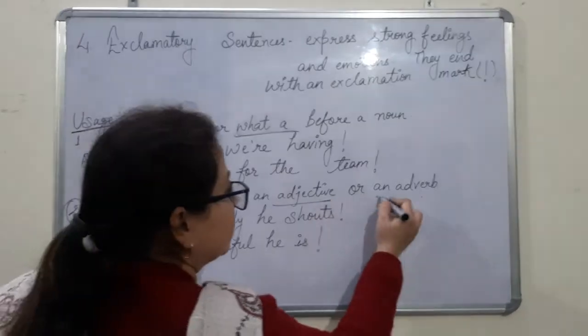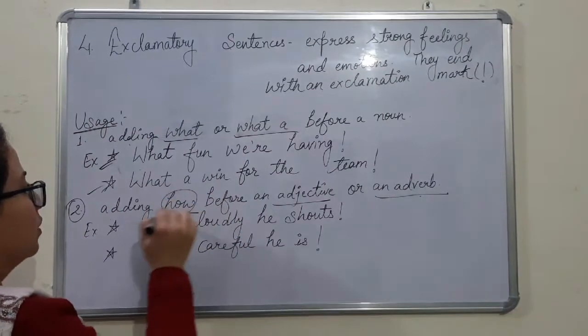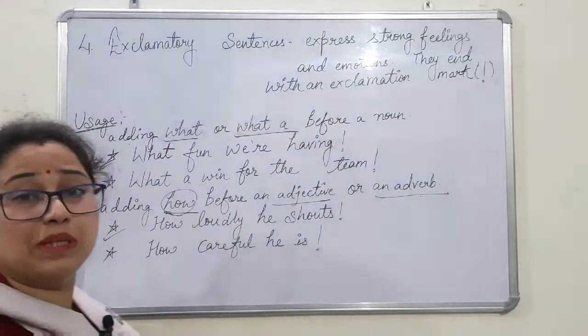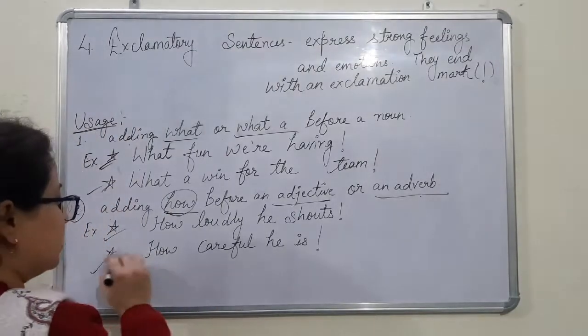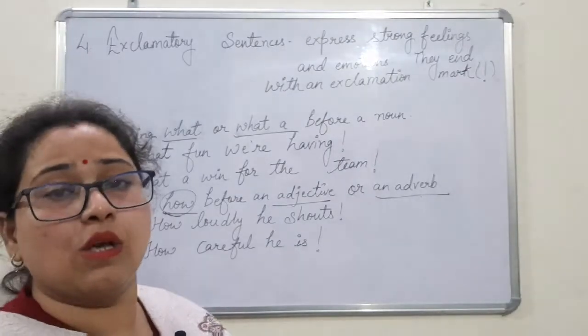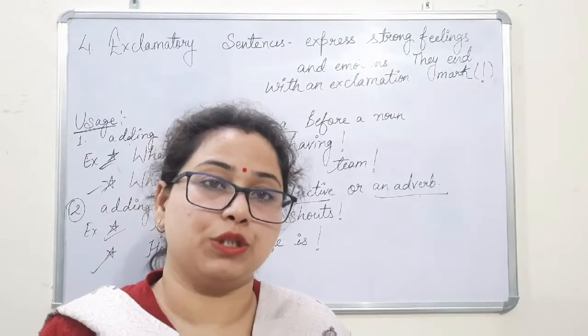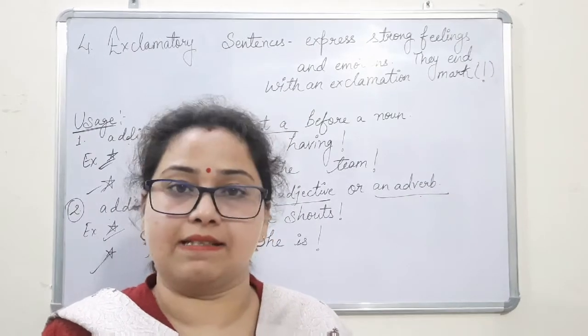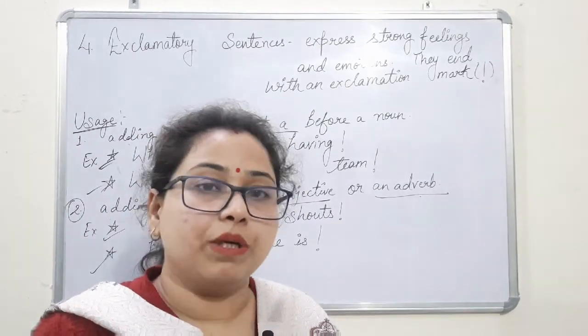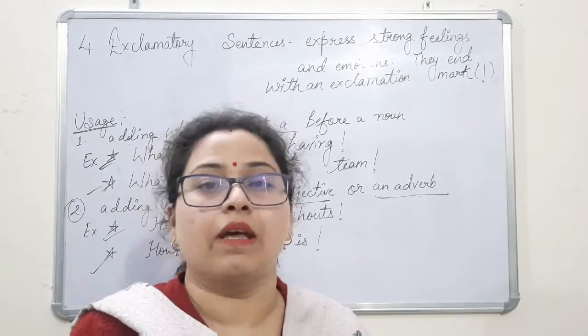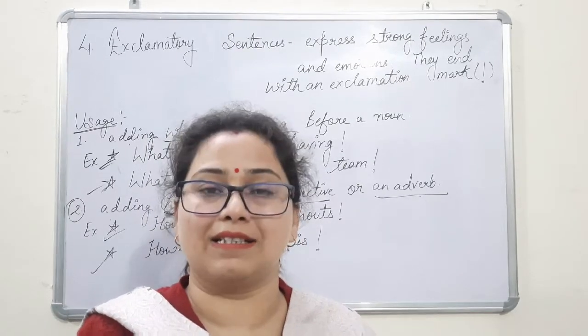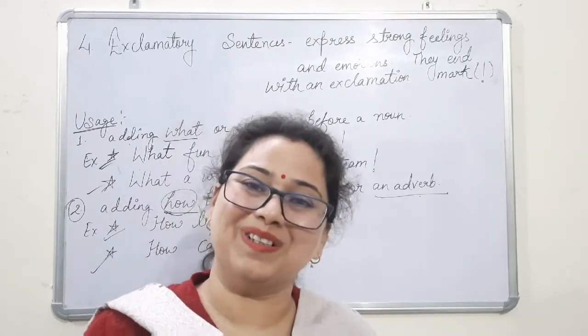Before an adjective or an adverb, we use how. Example, how loudly he shouts. Next is, how careful he is. So here I've explained to you the 4 types of sentences in the topic of sentence. I hope, guys, you can understand it better now.